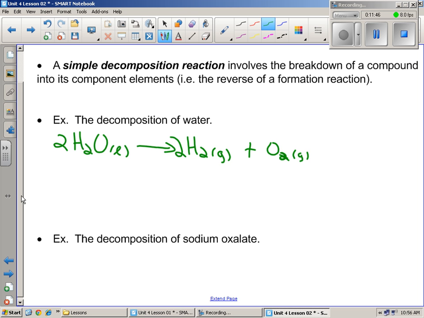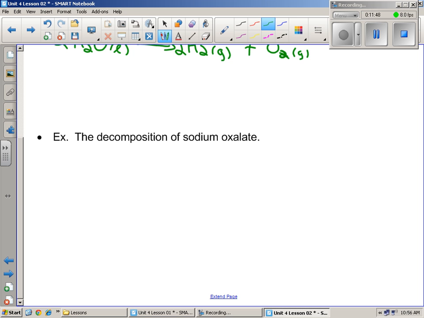Sodium oxalate. Decomposition. Sodium oxalate looks like this. It's a polyatomic ion in the top left. Sodium's a 1+, oxalate's a 2-. Swap and drop. 1 comes over down, 2 comes over, right there. Ionic compound. Solid. What happens when you heat up some sodium oxalate, when you break it down?